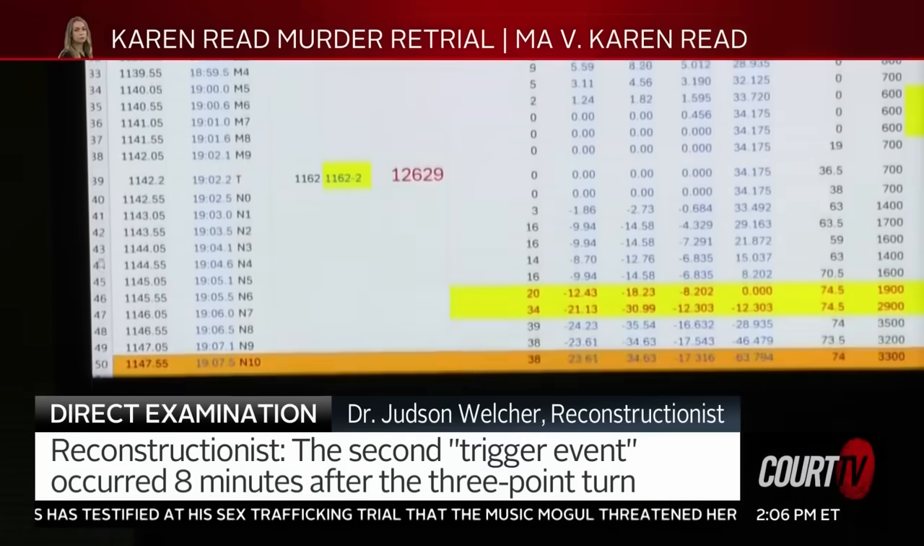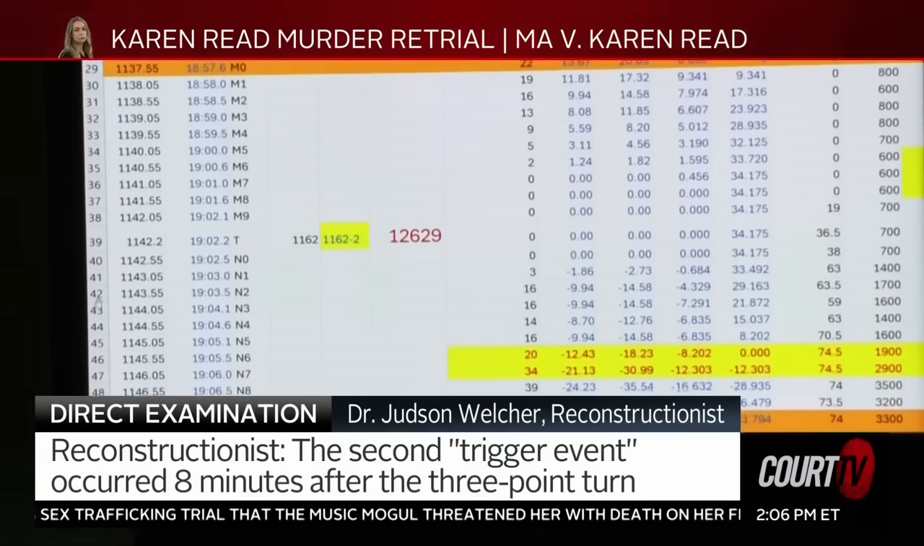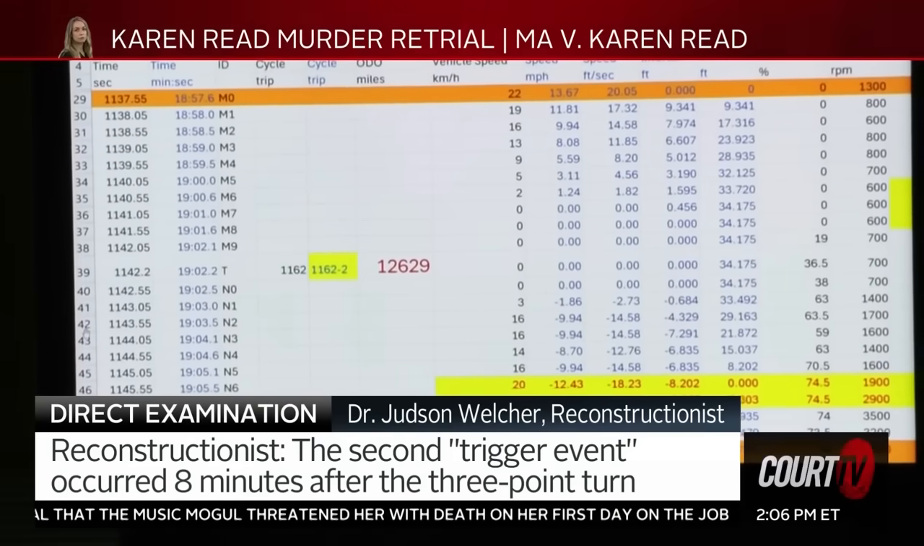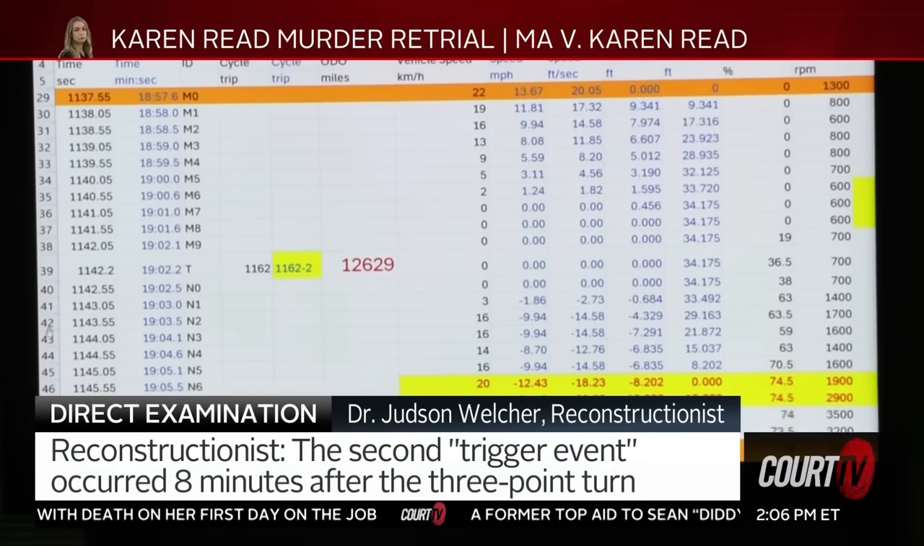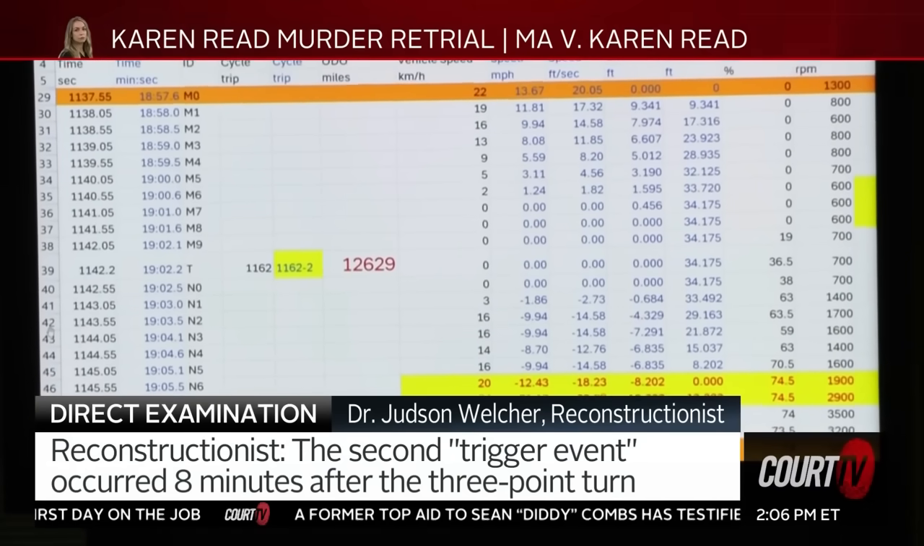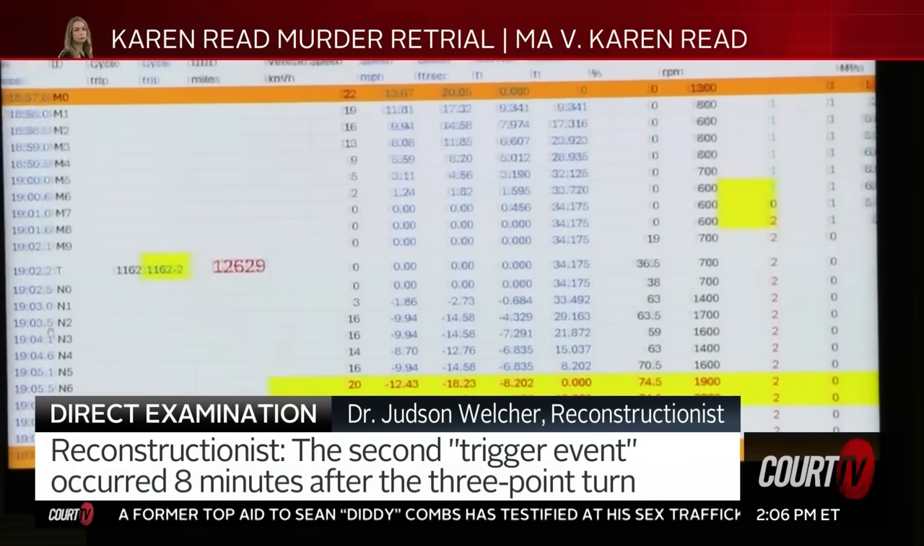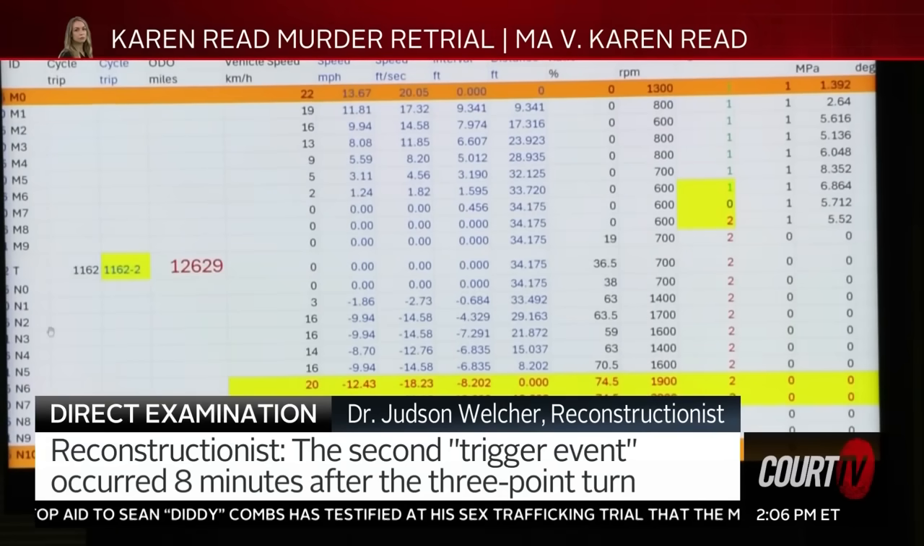The first column is the continuous running clock. Second column is where I converted it to minutes and seconds. You can see we're on trigger 1162.2. This is the second trigger. The particular boxes that are highlighted are where there's change. For example, in the upper right, when you're transitioning from drive to neutral to reverse.